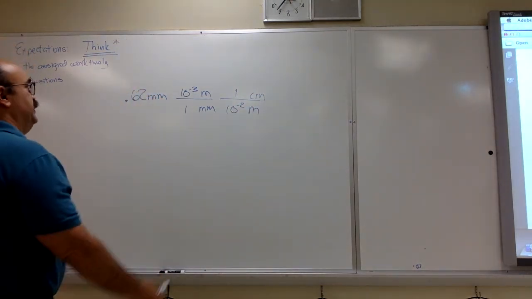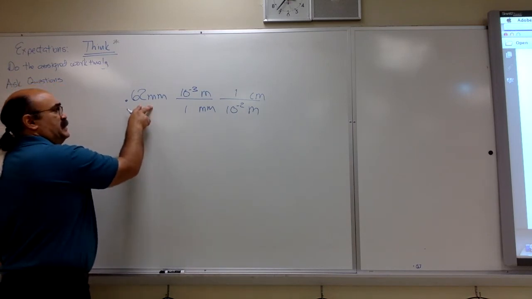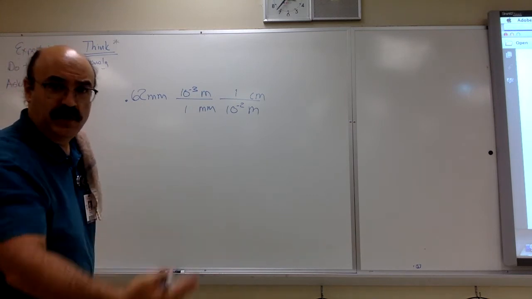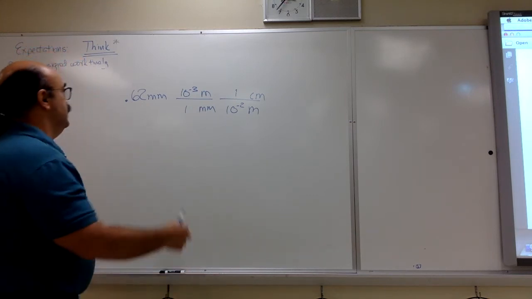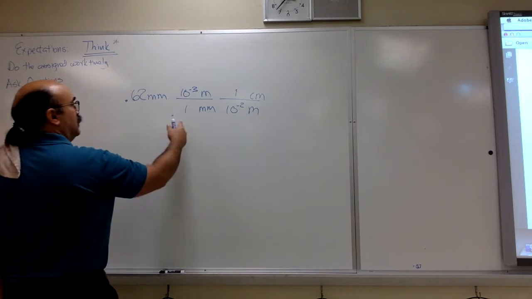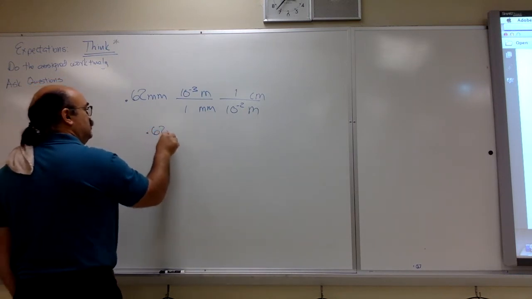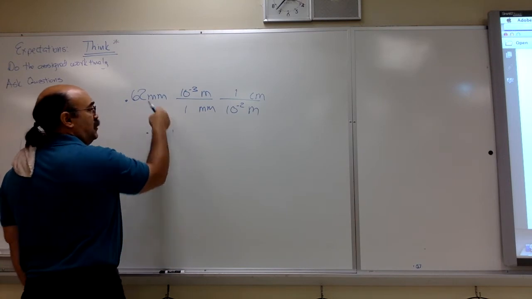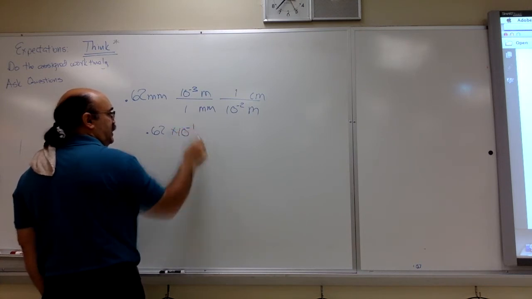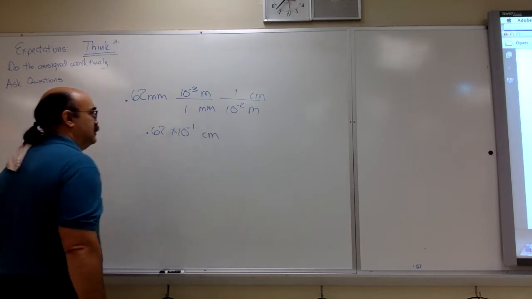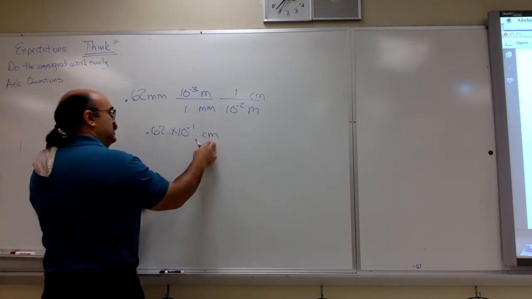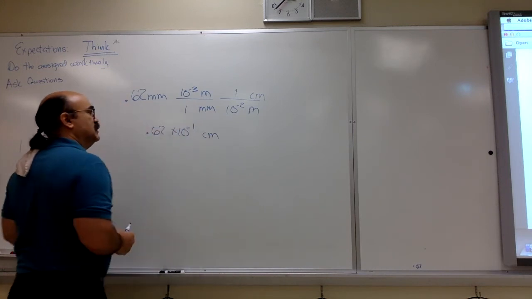If I'm going from millimeters to centimeters, I expect the number to get smaller because I'm going to a bigger unit. Okay, this is like going from pennies to dimes. So when I do this, my coefficient, 0.62, hasn't changed yet. I've got 10 to the third, 10 to the minus 2. This is times 10 to the negative 1, and this is centimeters. Useful notation, not the correct answer. All I did was treat my units, treat my powers, treat my coefficients.